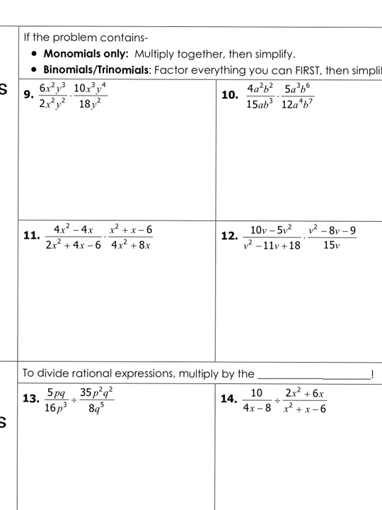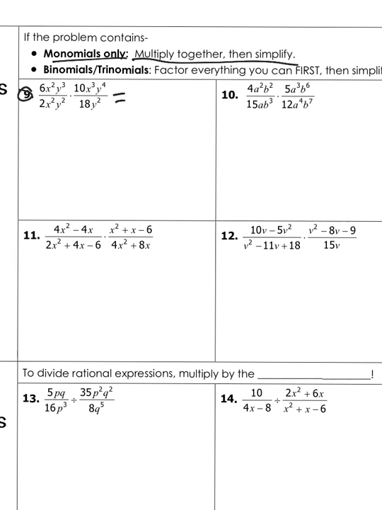They break it down in the packet by sort of saying, okay, if it's monomials, which would be something like 9 or 10. And then the binomials, trinomials, because again, there's two terms going on up here. There's a 3 down here, there's 2 here, there's 3 here. Okay, so 11 and 12 would be the binomials, trinomials. The directions that they give you, though, I don't really agree with. They're saying for the monomials, which is like number 9, multiply together first.